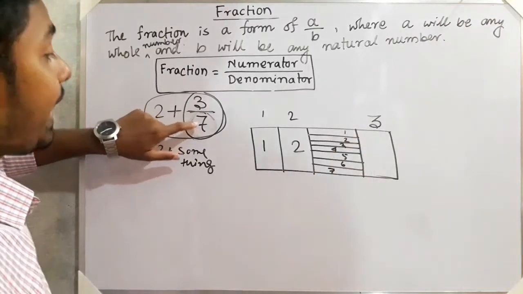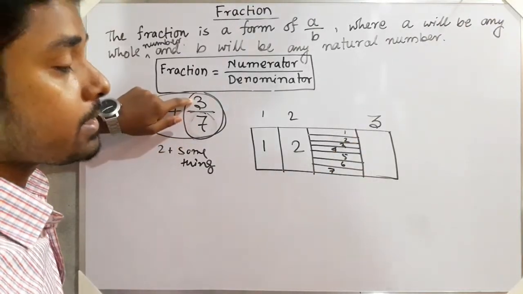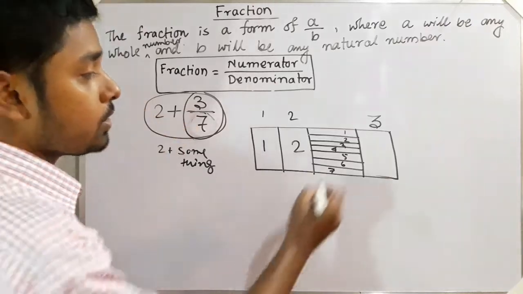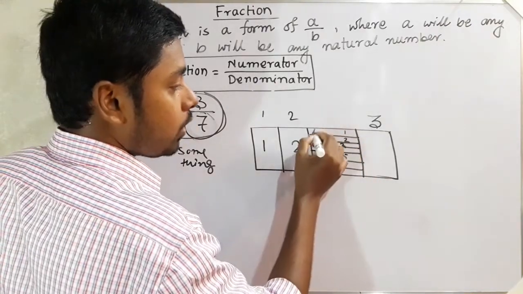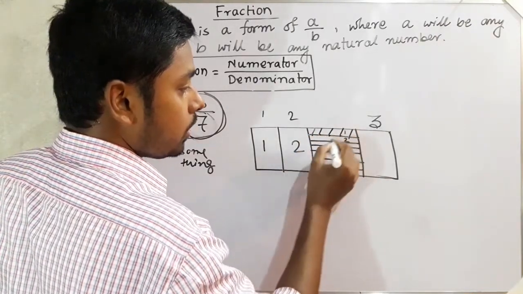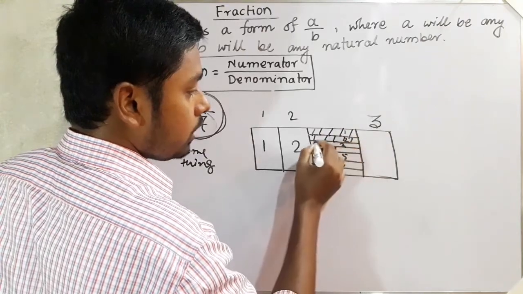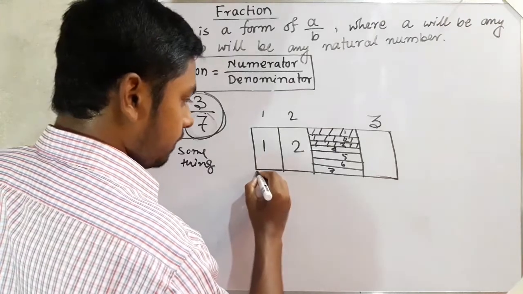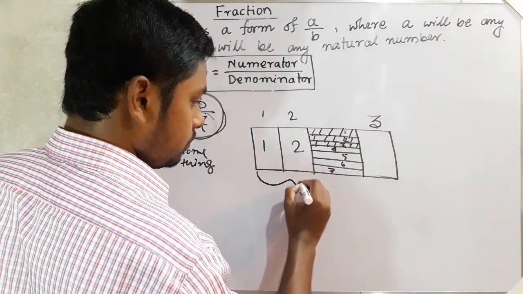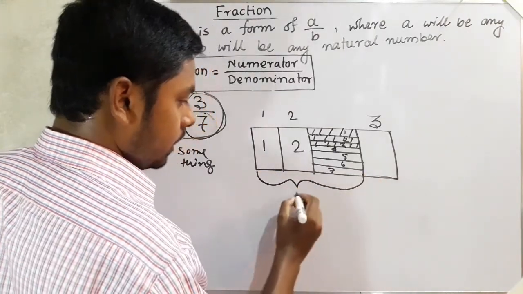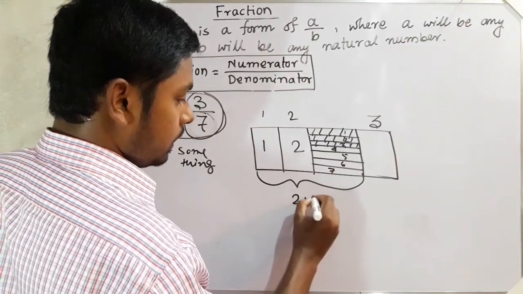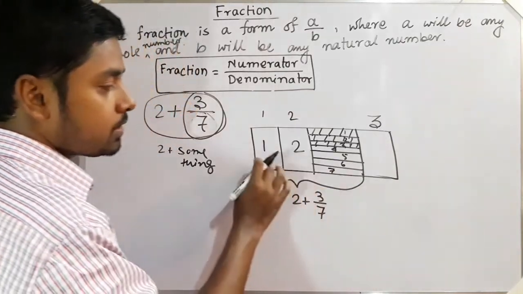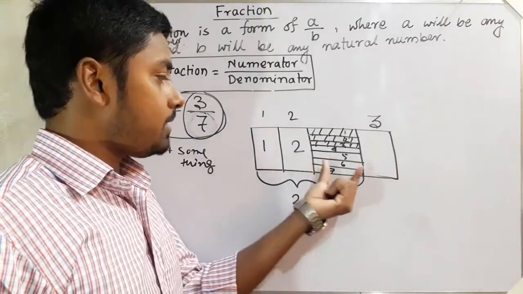The denominator is the total parts, and 3 will be the parts out of the total. So now, of the 3 parts you have to represent, 1, 2 and 3, this portion only represents 2 plus 3 by 7. That means 1 and 2 plus 3 by 7.